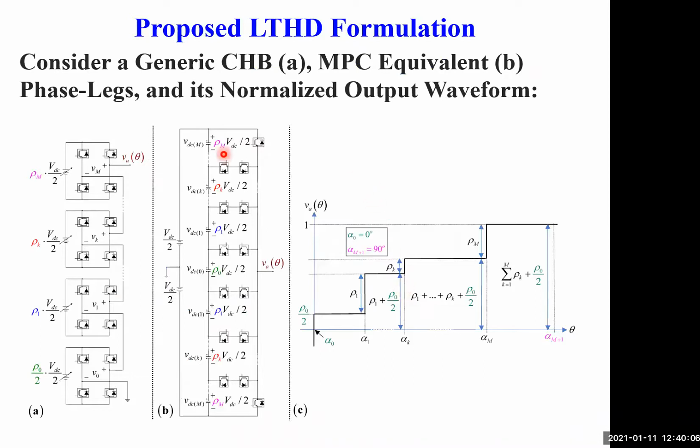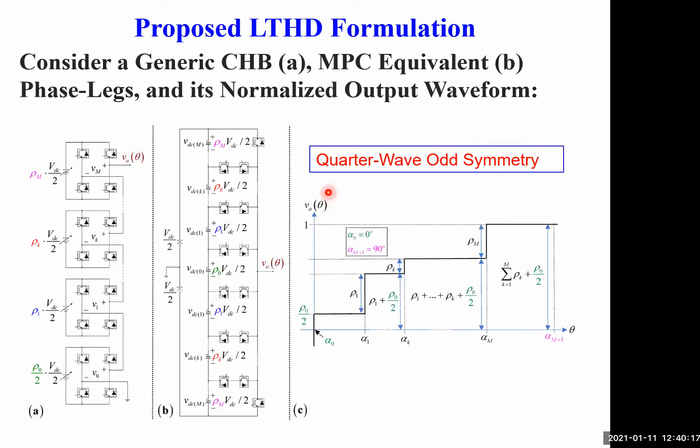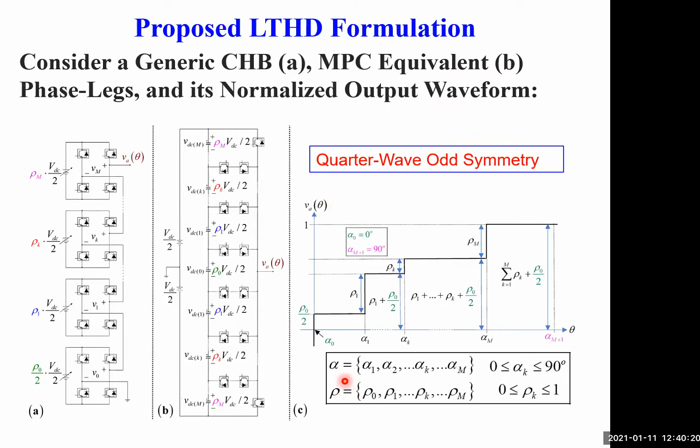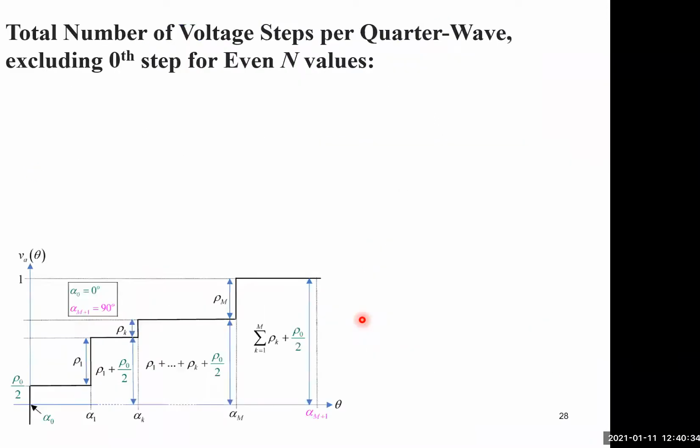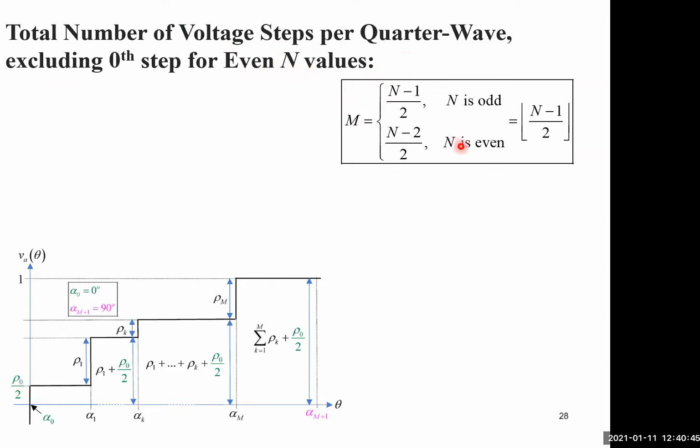So the proposed LTHD formulation: let's consider a generic cascaded H-bridge phase leg here, and its MPC equivalent here, and let's assume that its output voltage is normalized, and it has quarter wave odd symmetry. Okay, so these are the alphas here, and these are the rows, the heights. So this is a very generalized quarter wave SCM or staircase signal for phase voltage. The total number of voltage steps per quarter wave, excluding the zeroth step, which is only relevant for even values of n, can be formulated as follows.